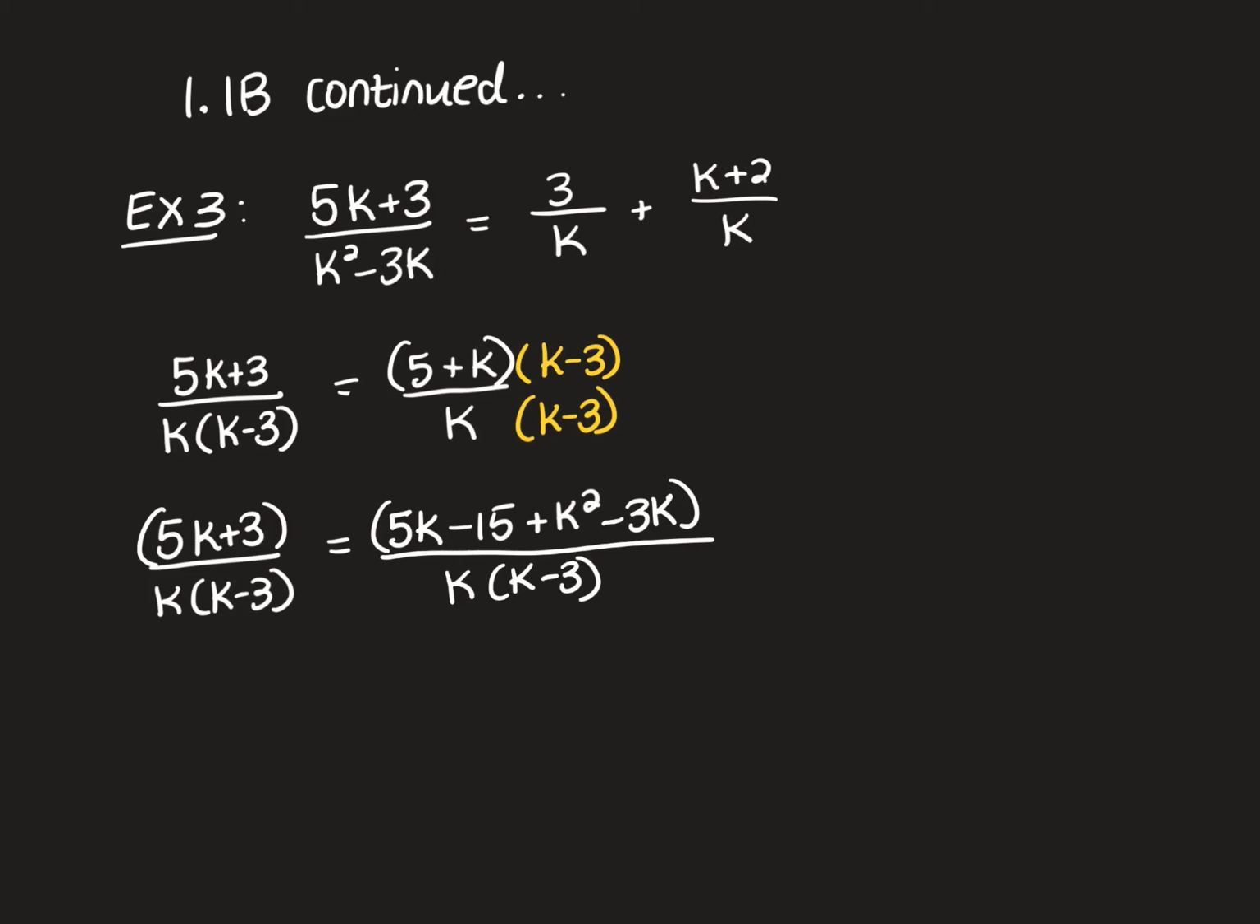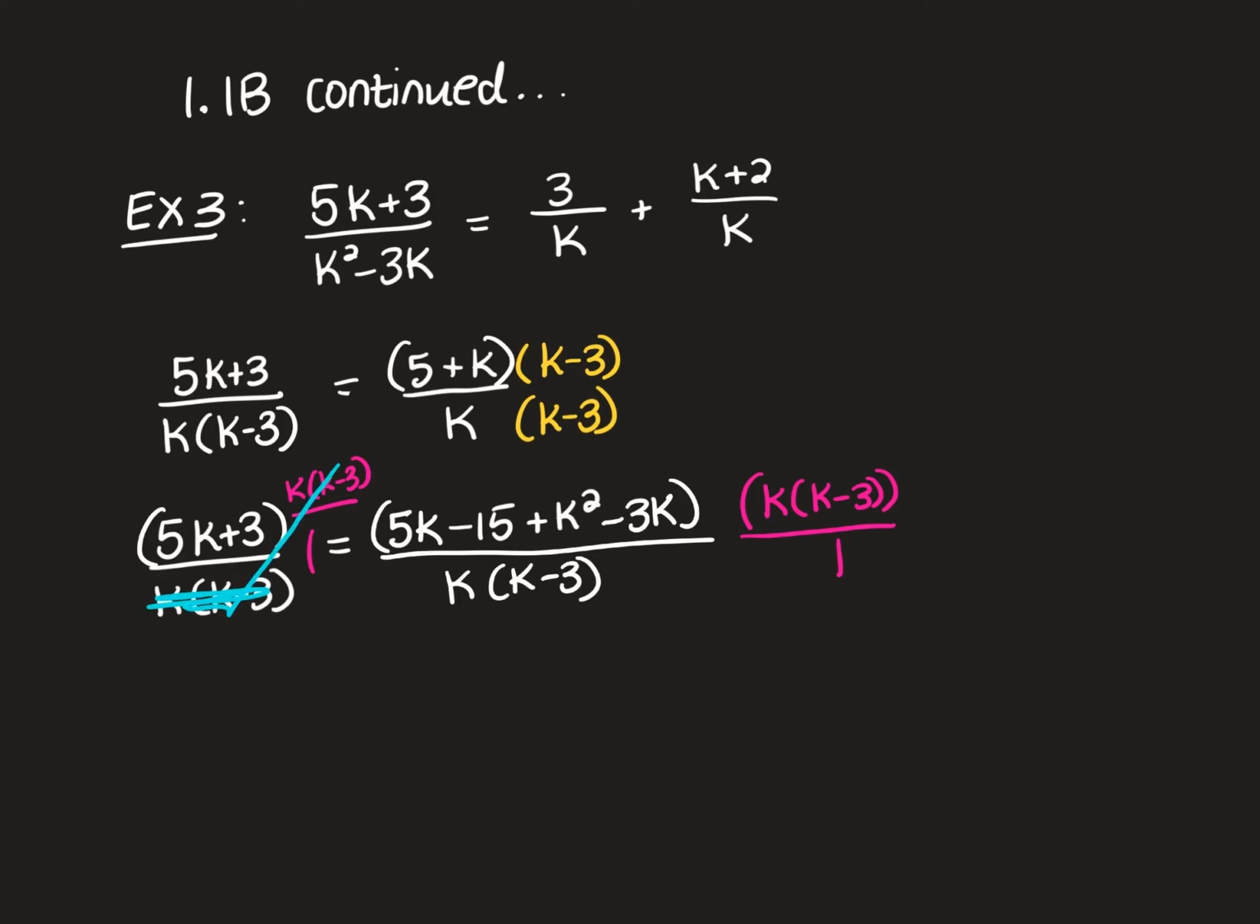And we're going to follow the same process that we did in the previous video. So I'm going to multiply both fractions by k times k minus 3 over 1. I might run out of room here. k times k minus 3 over 1.